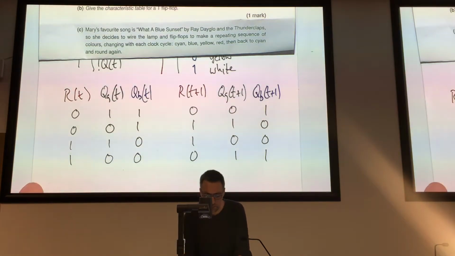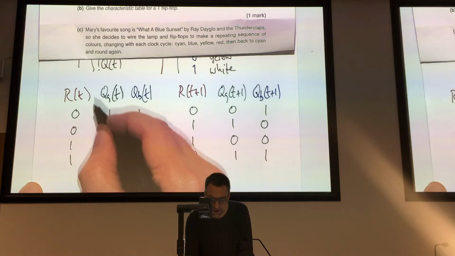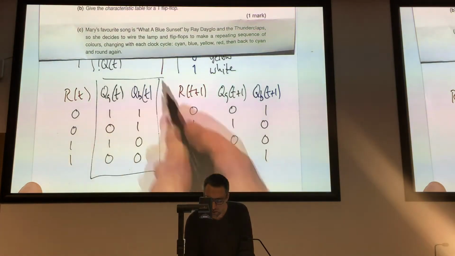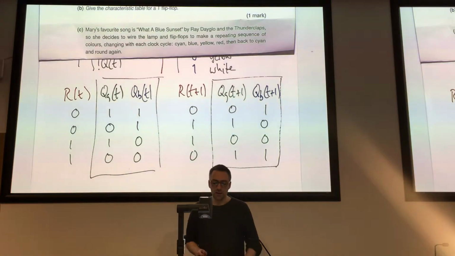So we can see from these two columns here what change happens each time. Do you notice anything in particular about the red columns?